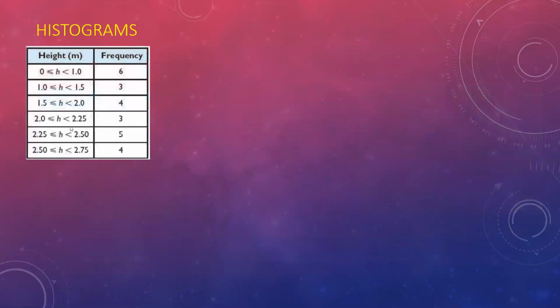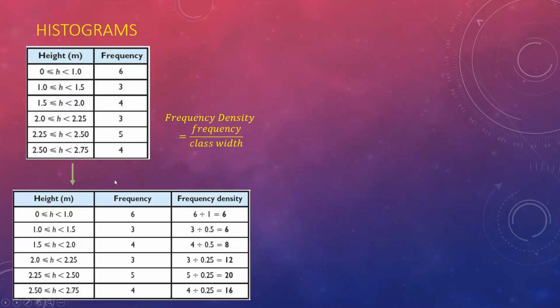All right, so we use the same data here, but now for each of these, we need to find what is called frequency density, which is the frequency divided by the class width. So I make it into one table and let you see. I just add another column right here, which is frequency density. Then I do 6 divided by 1, so I get 6 here. Then 3 divided by 0.5, I get 6.